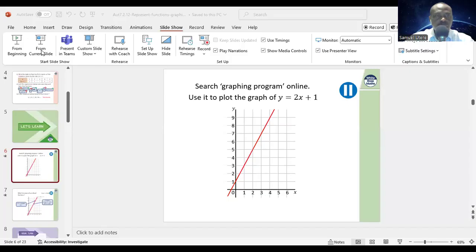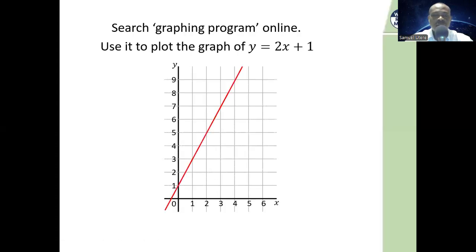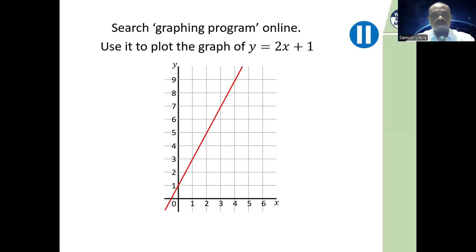Here is my presentation. And you can see we got exactly this. Now, when you zoom in and zoom out, it may look slightly different, but you can see that we had exactly the same thing. Now, I want you to have a think about what we notice about the lines of this graph. There are two things I want you to notice.